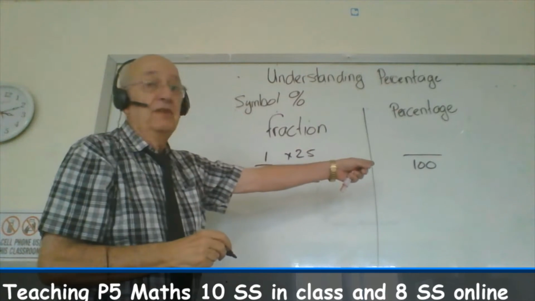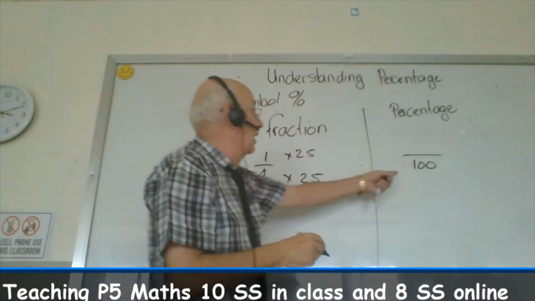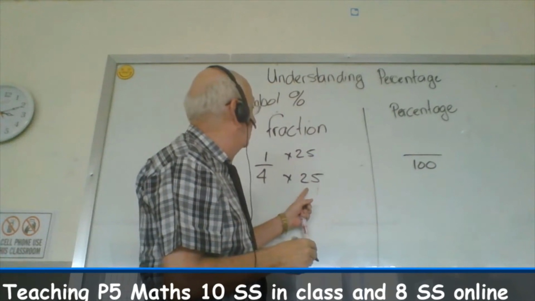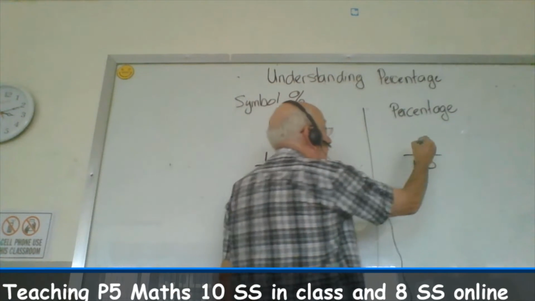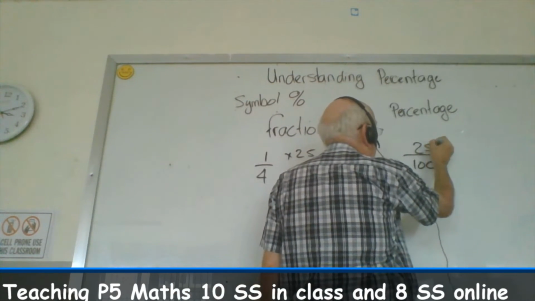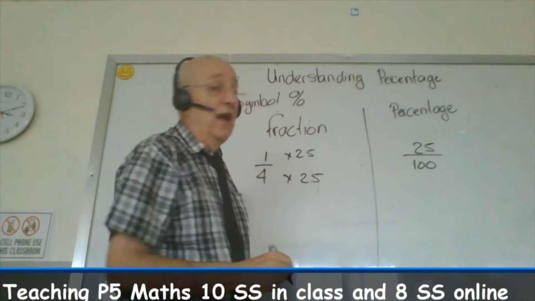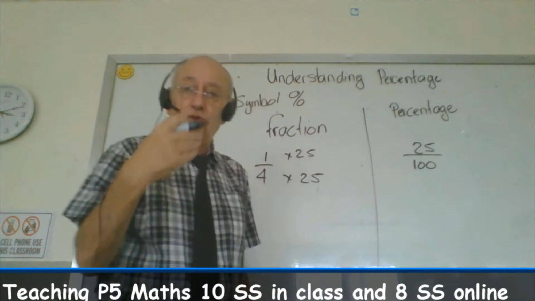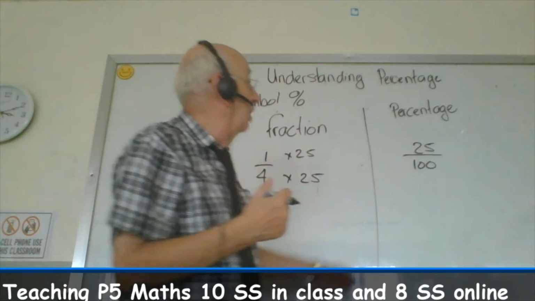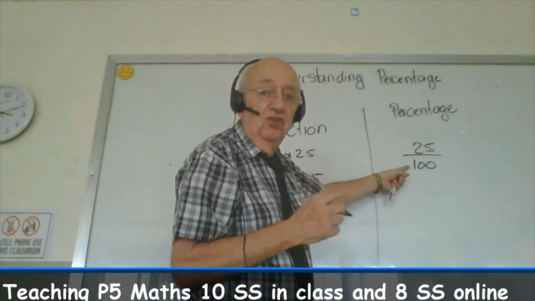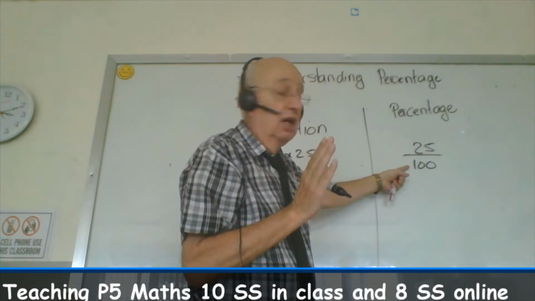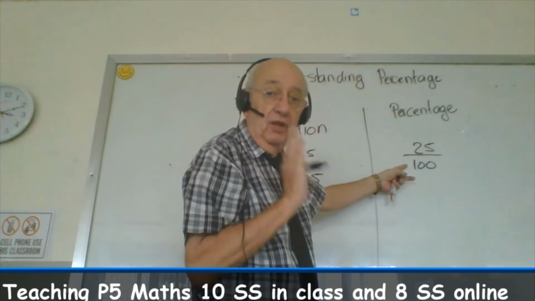So what are we going to have on the other side now? We've got 100, which is 4 times 25 equals 100, and 25 times 1 equals 25. Now we've got a fraction there measuring to 100. So it is 25 parts out of 100, because a fraction is always 100. I mean, percentage is always 100.